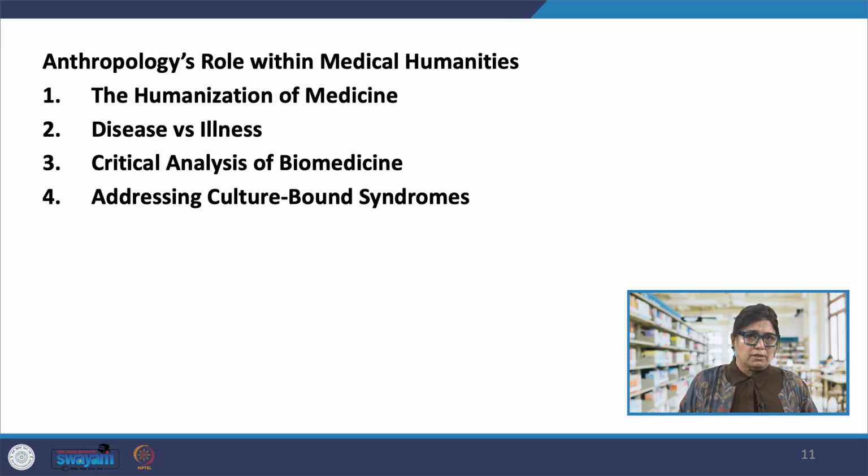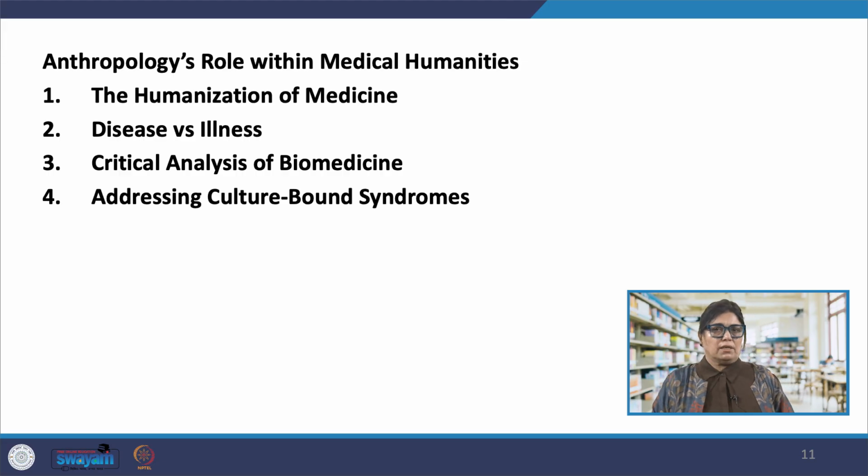Anthropology's unique role within medical humanities includes, firstly, humanization of medicine. Anthropology helps restore balance in medical practice by shifting focus from the purely mechanical aspects of disease to the human experience of illness. It provides tools for physicians to practice with both objectivity and compassion. Secondly, differentiating disease versus illness. A foundational contribution of anthropology is the distinction between these two terms.